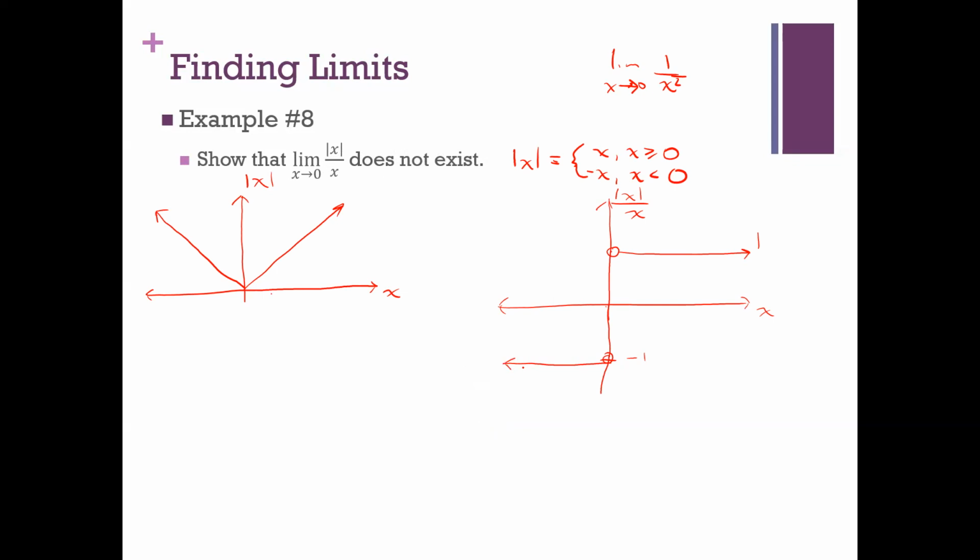So now that we have the graph, we have a better idea of what that limit is. What is it? It does not exist. So, if you want to be really convincing about this, you could say this: the limit as x approaches 0 from the right, this function is different from the limit as x approaches 0 from the left.